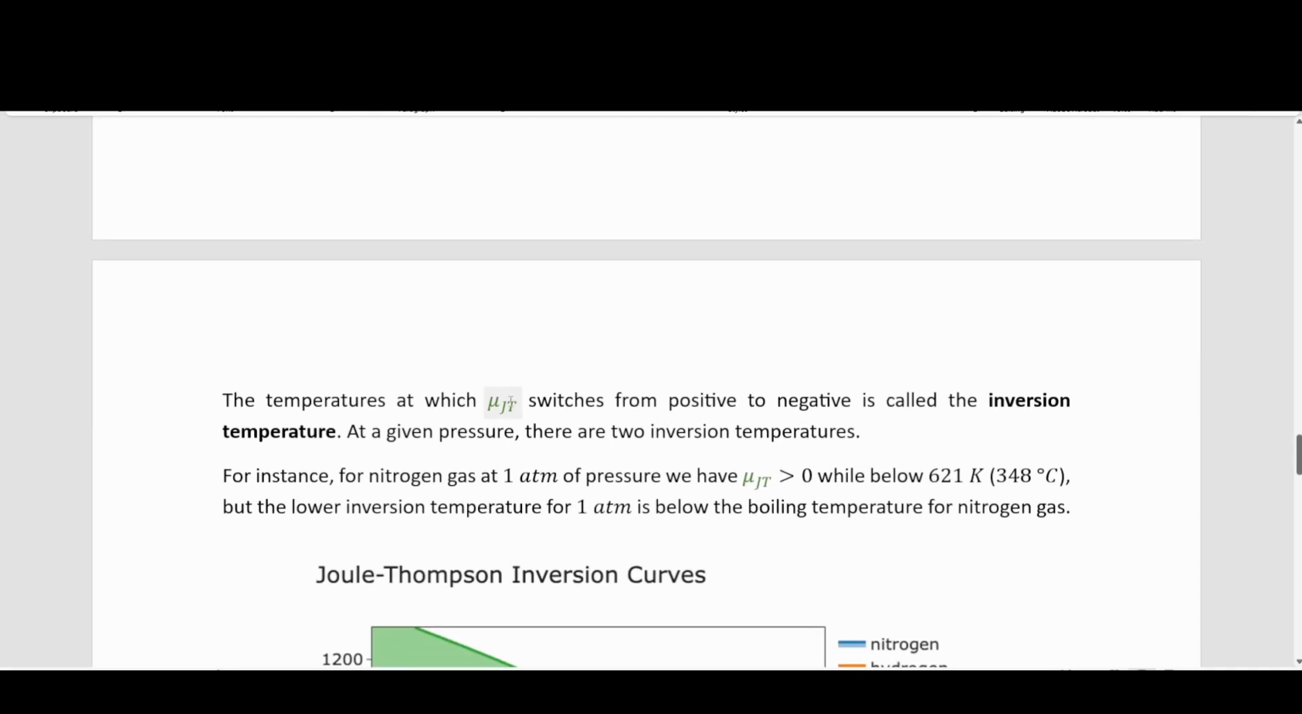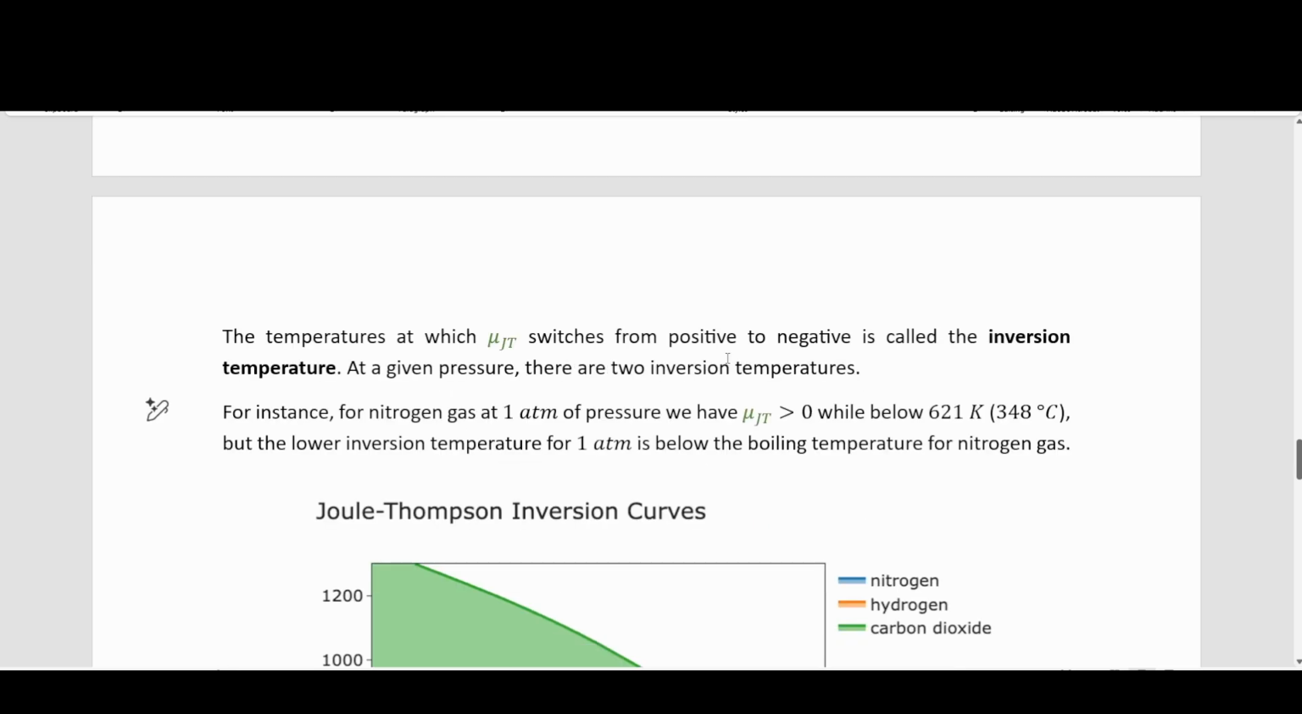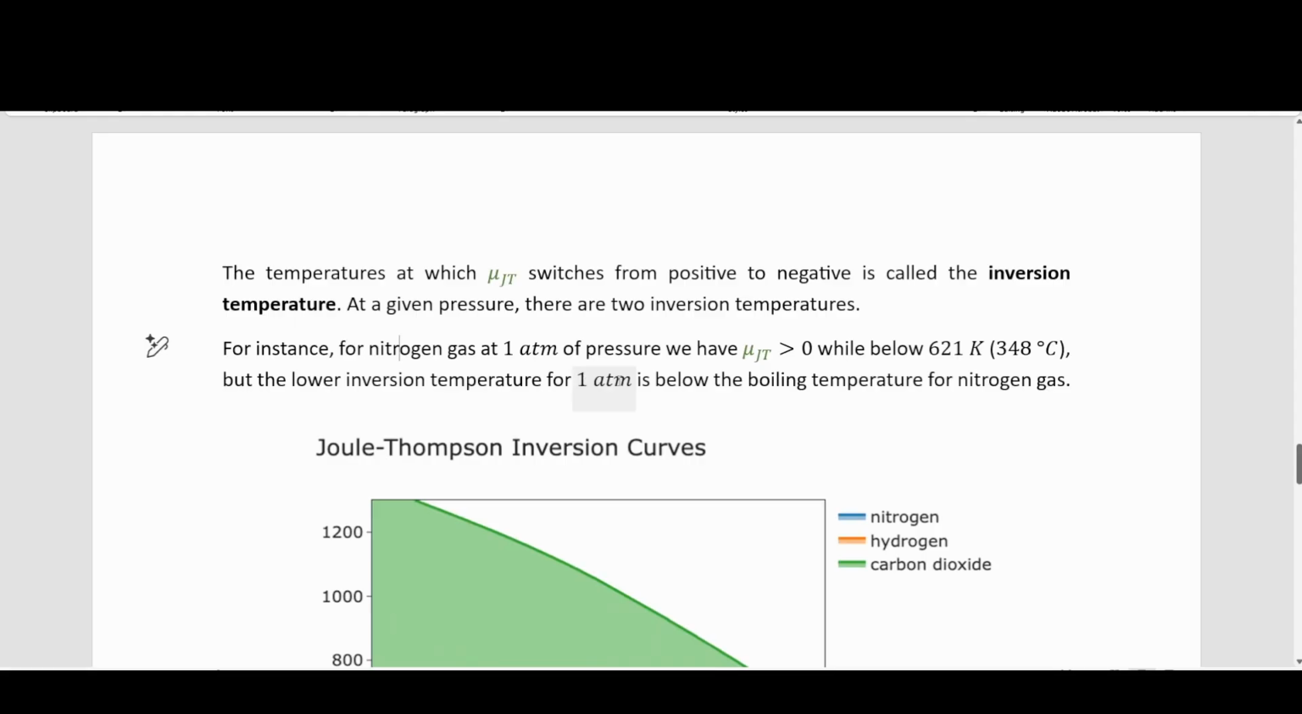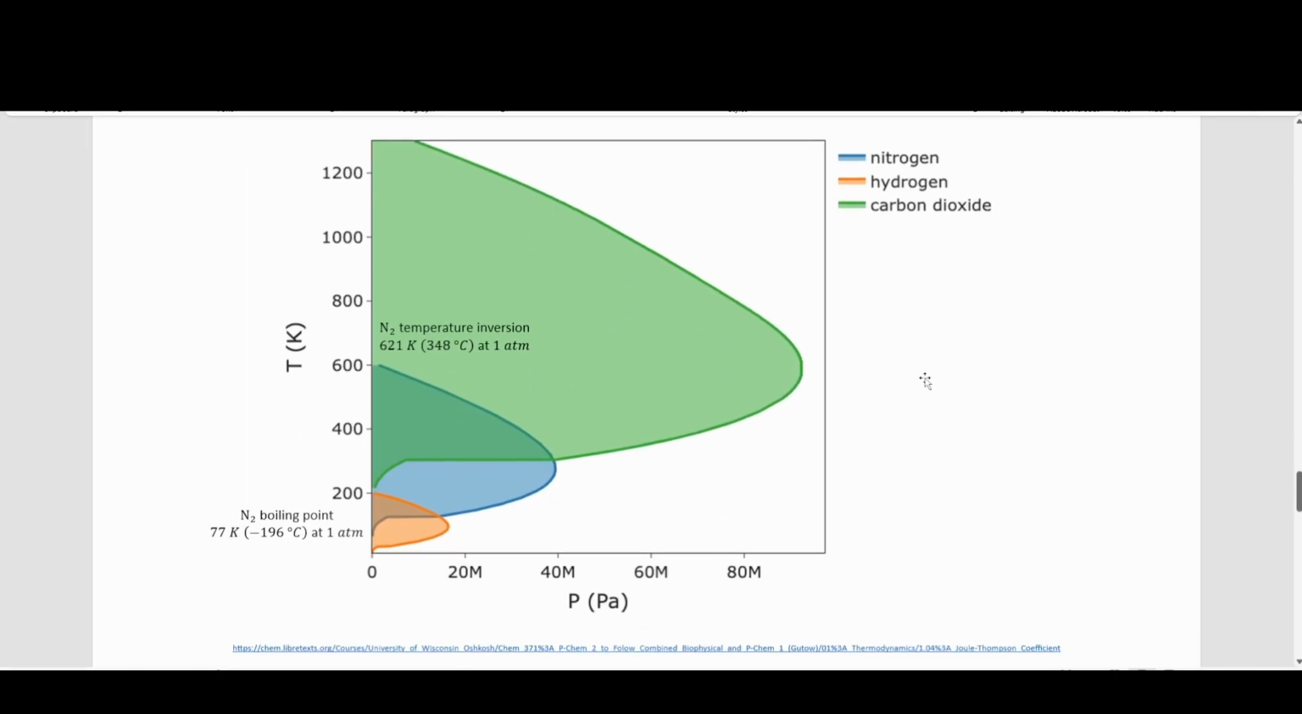The temperature at which the Joule-Thomson coefficient switches from positive to negative is called the inversion temperature. At a given pressure, there are two inversion temperatures. For instance, for nitrogen gas at 1 atmosphere pressure, we have that the Joule-Thomson coefficient is greater than 0 if we are below 621 Kelvin, but the lower inversion temperature for 1 atmosphere is actually lower than the boiling point of nitrogen. We can actually look at the Joule-Thomson curves right here.